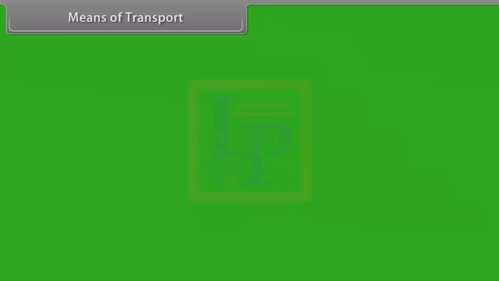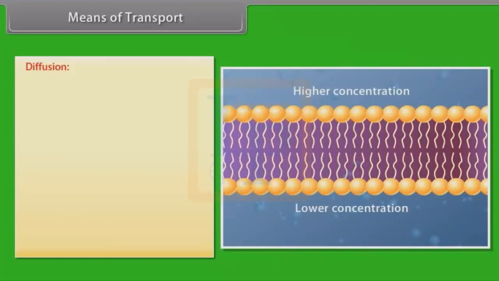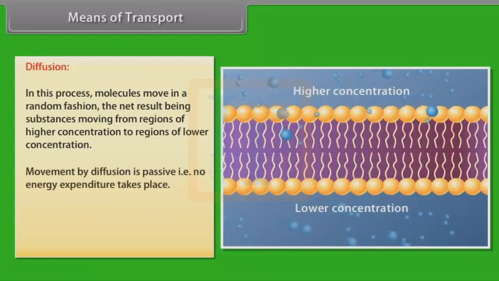Means of transport. Let us start with the diffusion process. Diffusion is a slow process and is not dependent on a living system. In diffusion, molecules move in a random fashion, the net result being substances moving from regions of higher concentration to regions of lower concentration. Movement by diffusion is passive and may be from one part of the cell to the other or from cell to cell, or over short distances, say from the intercellular spaces of the leaf to the outside. No energy expenditure takes place.